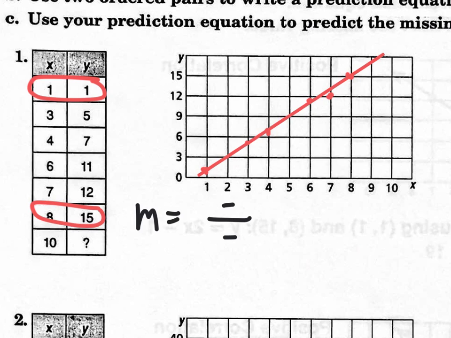So of course you'd have to go through and say m equals y2 minus y1 over x2 minus x1, and I always draw the divisions and subtractions first. So what is y2? 15. What is y1? 1. What is x2? 8. What is x1? 1. All right, so 15 take away 1.